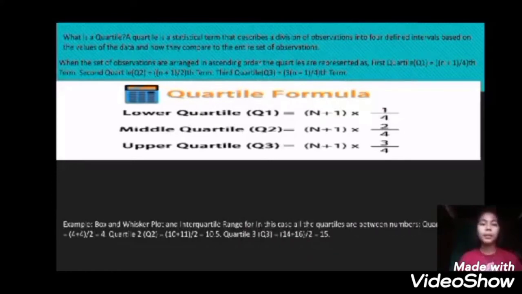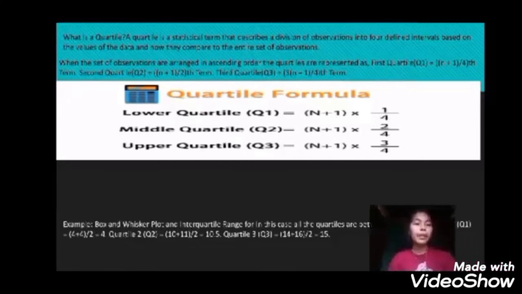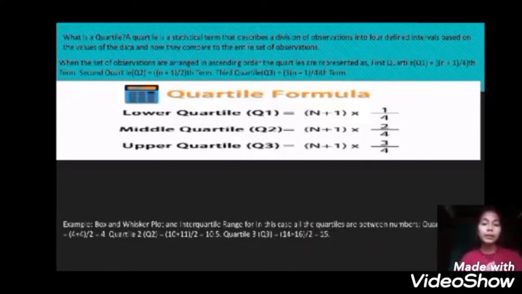For example, in a box and whisker plot with an interquartile range, in this case all the quartiles are between numbers. Quartile 1 is equal to 4 plus 4 divided by 2, which is equal to 4. Quartile 2 is equal to 10 plus 11 divided by 2, which is equal to 10.5. And quartile 3 is equal to 14 plus 16 divided by 2, which is equal to 15.